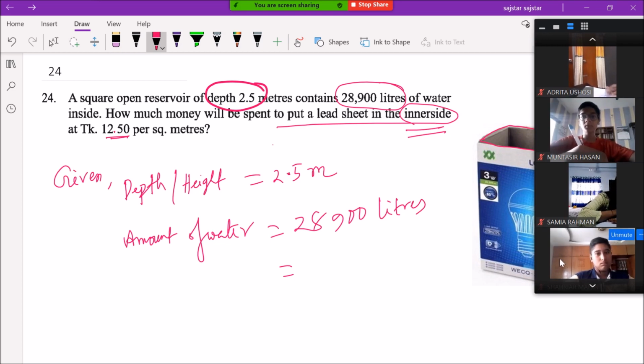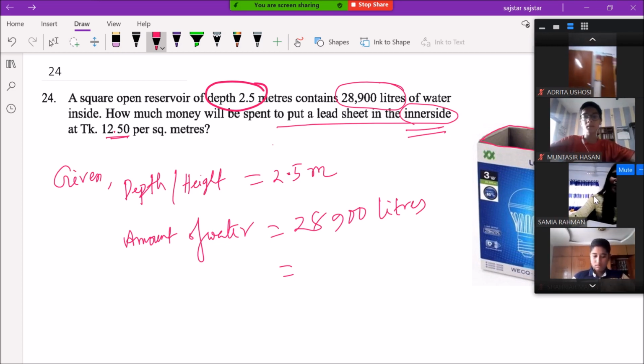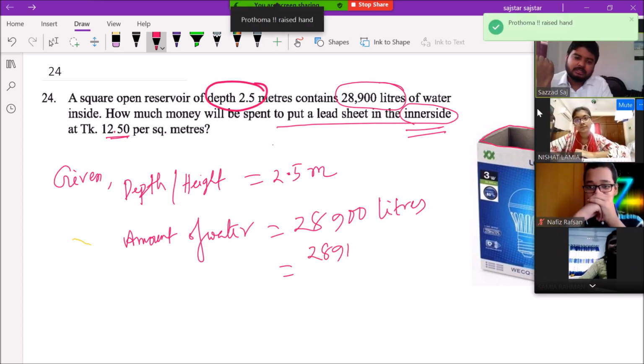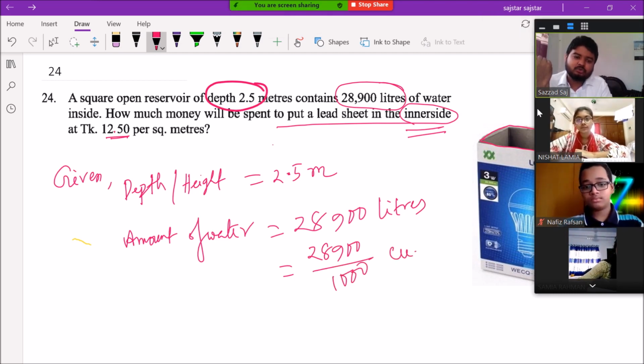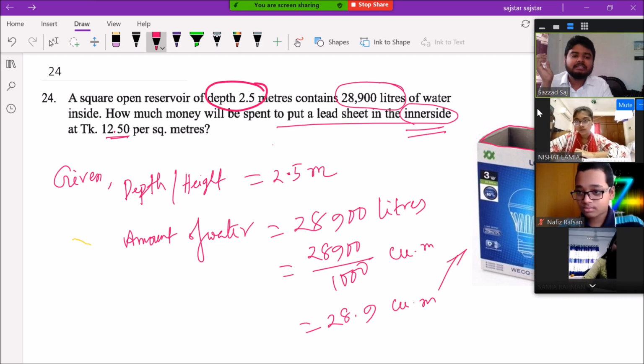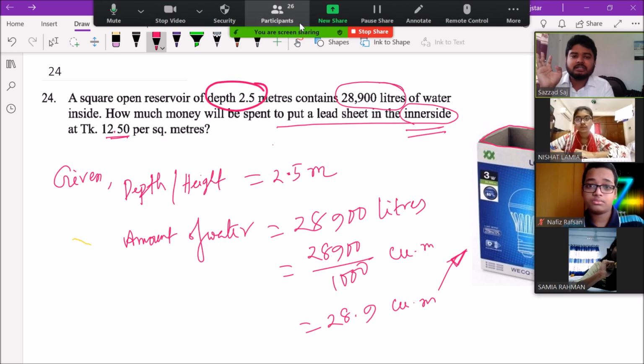Samia Rahman. I think, sir, we have to divide by 1000. Okay, we have to divide by 1000, then it will be cubic meter, that is 28.9 cubic meter. So the volume of water contained in this tank or in this reservoir is 28.9 cubic meter.